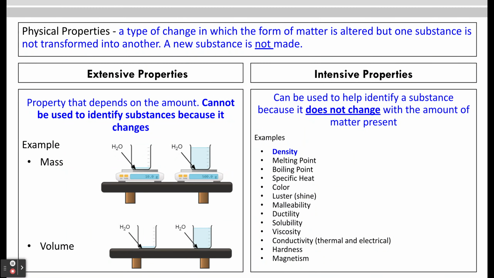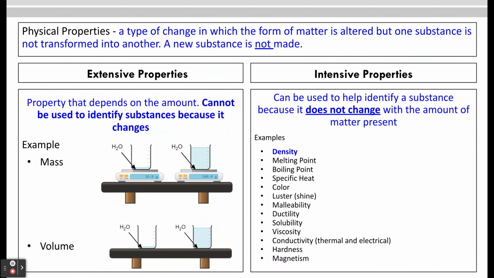Going forward, a physical property just means a property you can look at that won't change what the substance is. We have a couple of extensive physical properties that change with amount, and there are 3 big ones: mass, volume, and length. Anytime you hear extensive physical, it's only those 3. So those are physical properties.